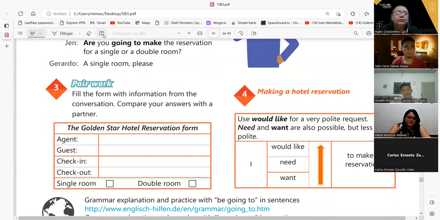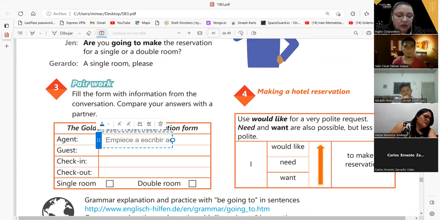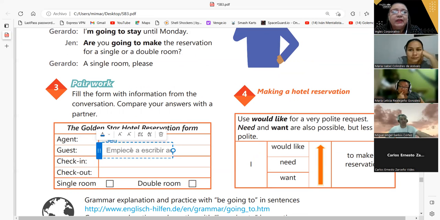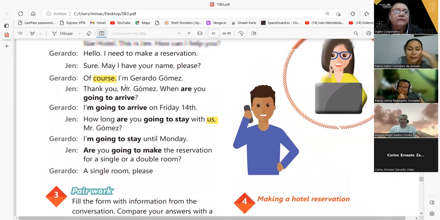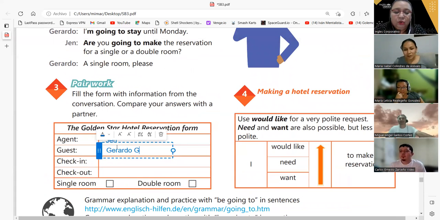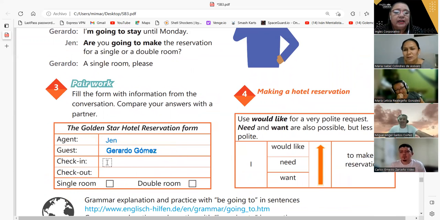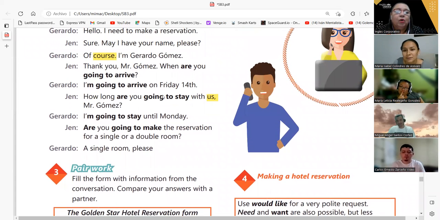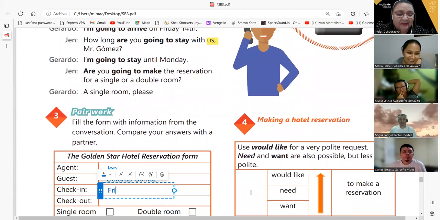So people, let's see. The Golden Star Hotel reservation form. The agent is, what's the name of the agent in the hotel? Jen. Right? And the guest name? Gerardo Gomez. What's the name of the guest? Gerardo Gomez. Is that okay? Now check-in. The date for the check-in is Friday 14th, yes, correct? Yes. Friday 14th. And the checkout? Monday.